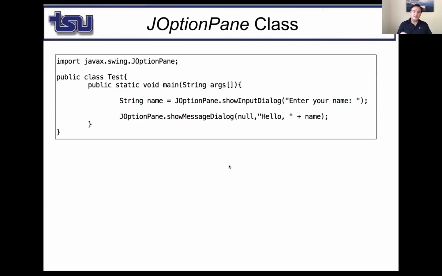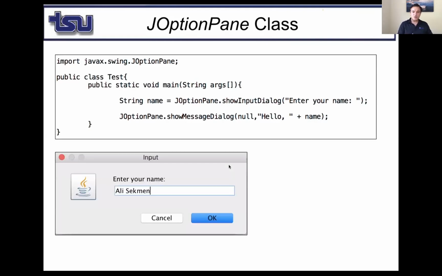Or I can utilize show input dialog. The return type of show message dialog is void. It just does something. But the return type of show input dialog is a string. So when you do JOptionPane show input dialog, enter your name, it's going to show this box for you. It will have enter your name here. You can type anything that you want there. Assume I type Ali Sekmen. It will be taken as this string.